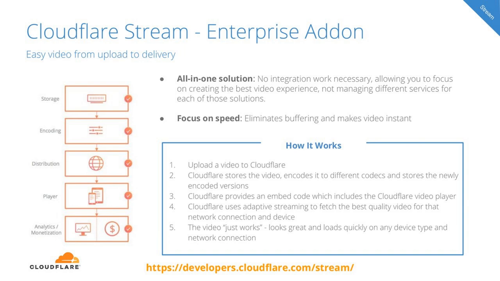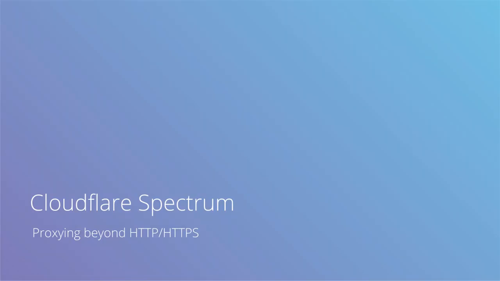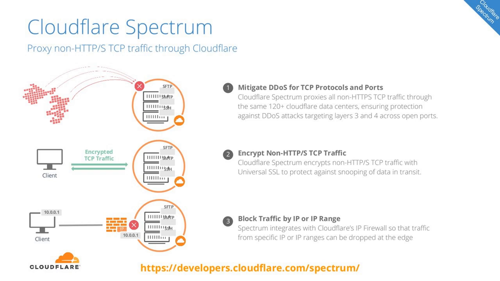Awesome. All right, moving on then to, last but not least, Cloudflare Spectrum. Historically, we have been really good at proxying HTTP, HTTPS traffic. Talk to me about Spectrum. What is it going to be doing?